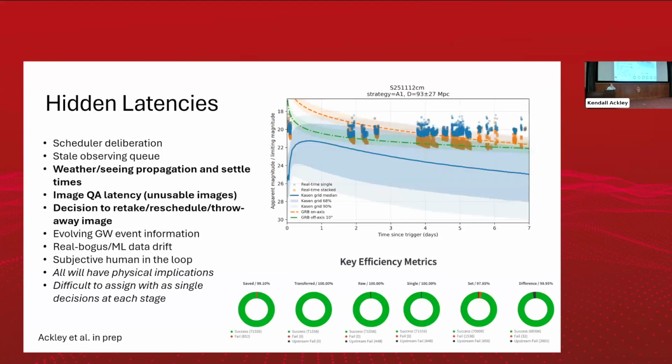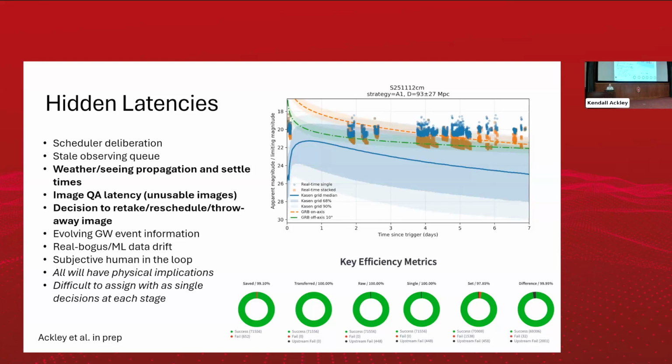And so this hidden latency actually comes from what I've identified as these types of flavors, right? So scheduler deliberation: how long does it take the scheduler to say, go for this? We have stale observing queues. Maybe the observing queue doesn't quite know where to go next. So it might be 1 or 2 seconds, but over 12 hours, it starts to add up. Weather seeing propagation: there's temperature fluctuations, humidity has rolled in. We need that humidity to leave, and maybe our timing of our checks at 5 seconds, 10 seconds, maybe that's too long. We also have image QA latency.